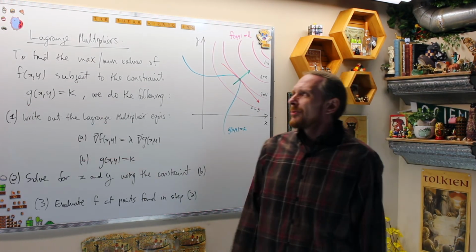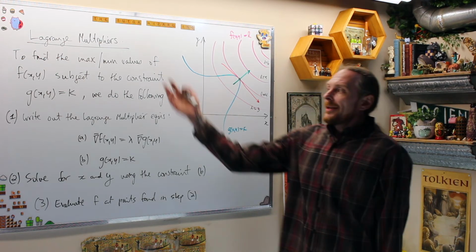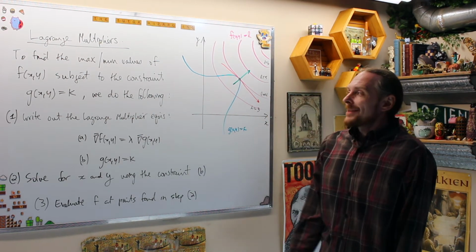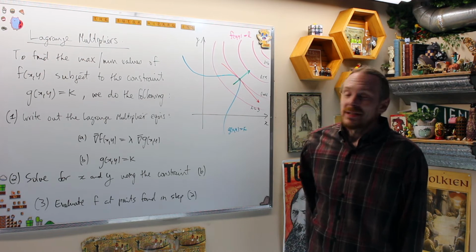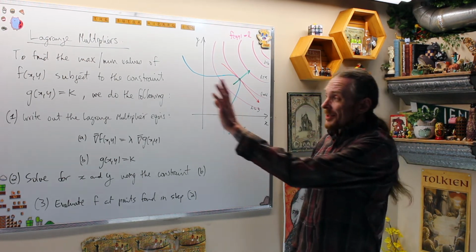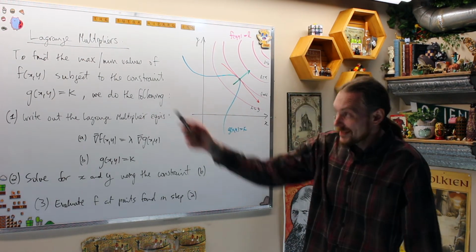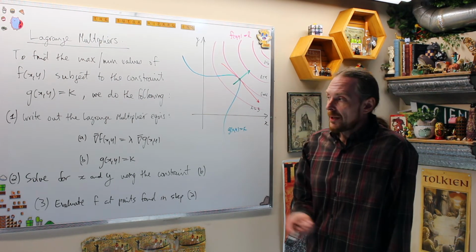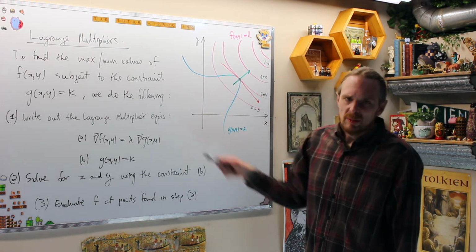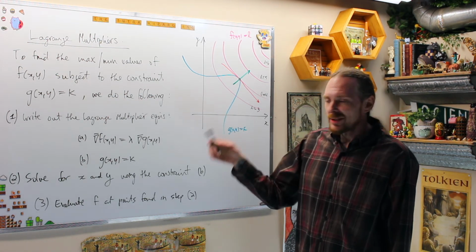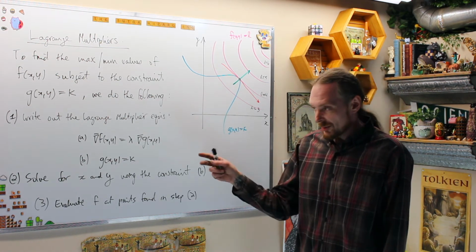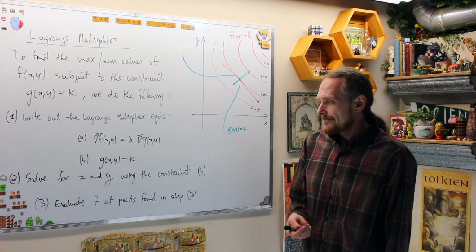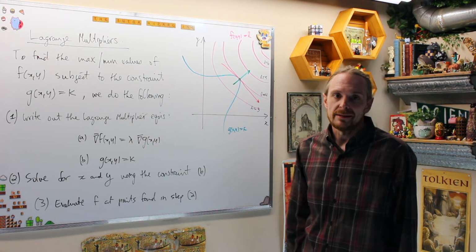All right, the method of Lagrange multipliers one more time. To find the max and min values of a function f of x, y subject to this constraint g of x, y equals k, or a level curve, we do the following. One, we write out the Lagrange multiplier equations. These are going to be nonlinear equations in 2 variables or 3 variables, or 3 and 4, because we don't know what lambda is either.